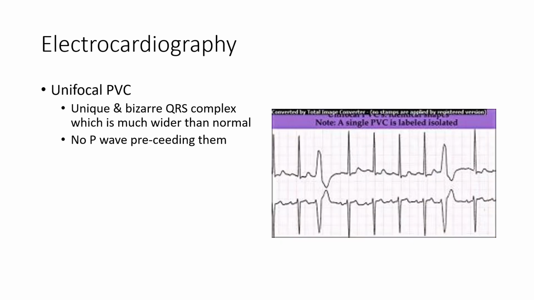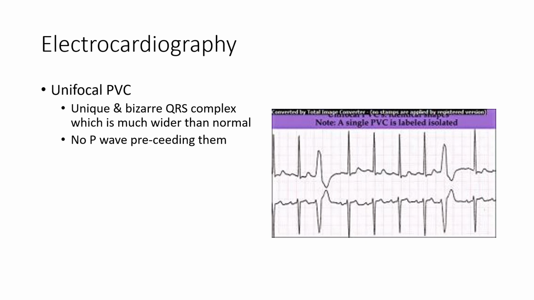This is a unifocal PVC. This is a unique and bizarre QRS complex, which is much wider than normal, and there's no P wave preceding it. PVC stands for premature ventricular contraction, and essentially the ventricle is contracting before it's time for it to do that, and it will contract before the atria has contracted. It's almost like a spasm in the ventricle of the heart. This will mess up the gating.